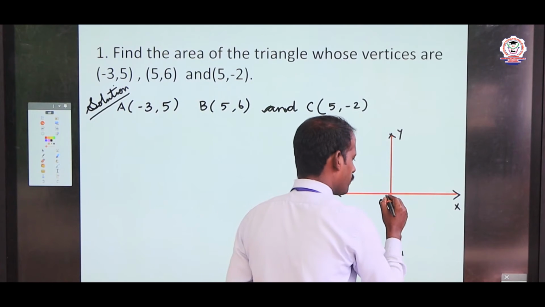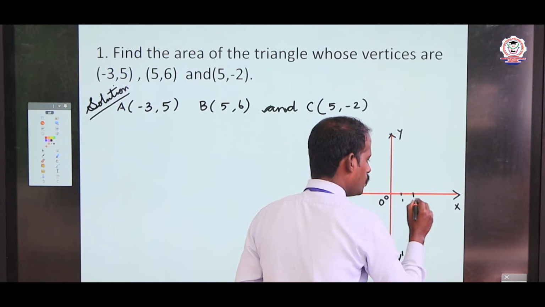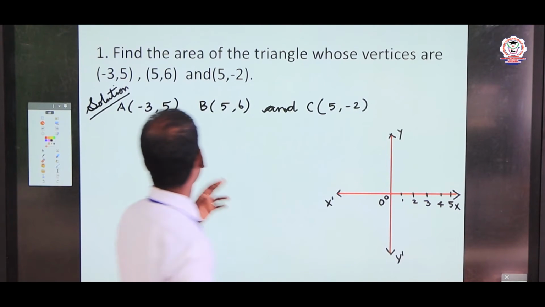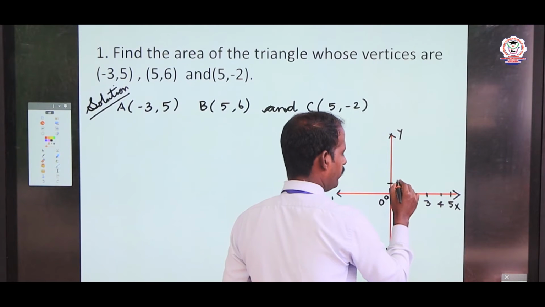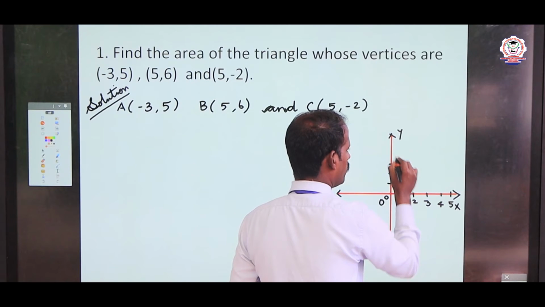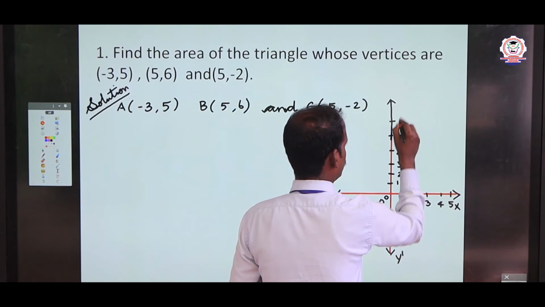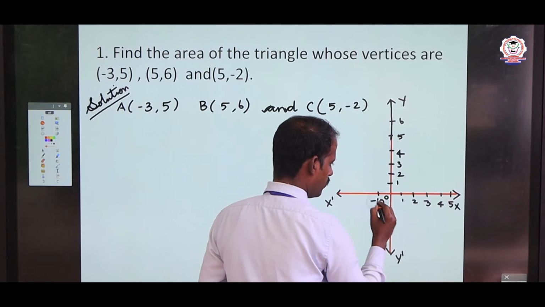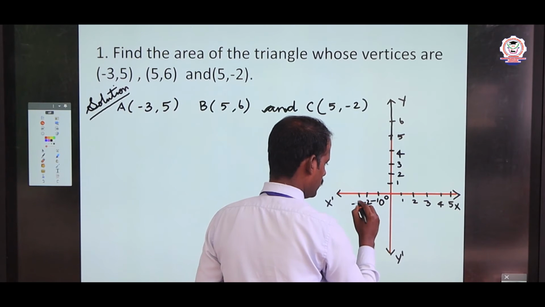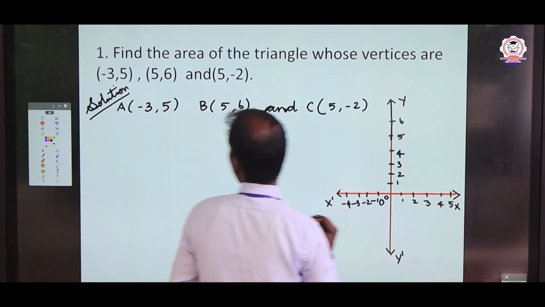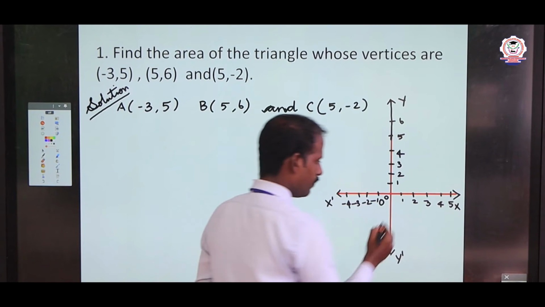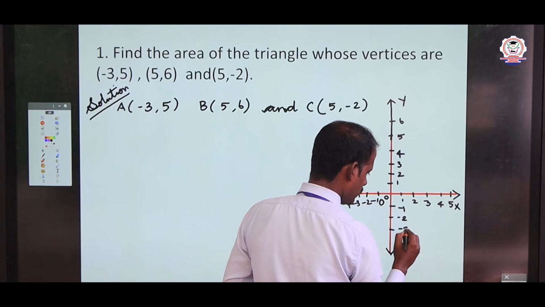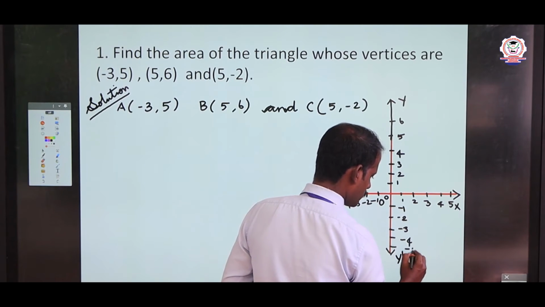So here 0, 1, 2, 3, 4, 5. And next, the positive values upward, you have to write 1, 2, 3, 4, 5, 6 on the y-axis. So on x dash also, minus 1, minus 2, minus 3, minus 4, and here downwards the negative values minus 1, minus 2, minus 3, minus 4, minus 5.